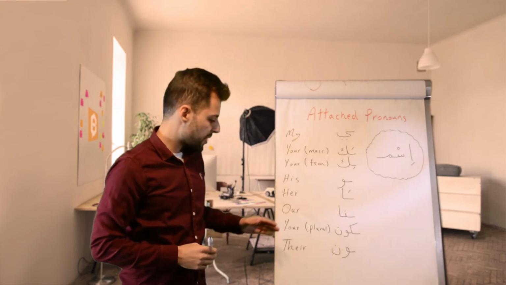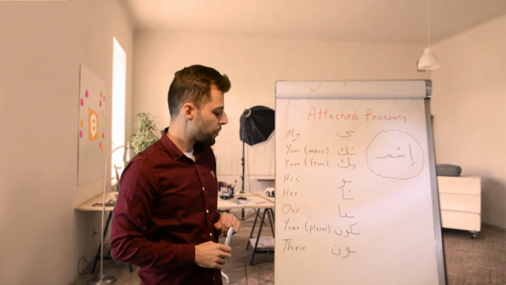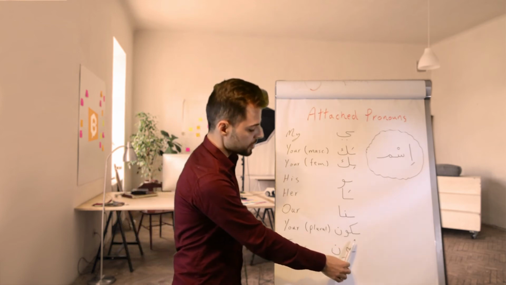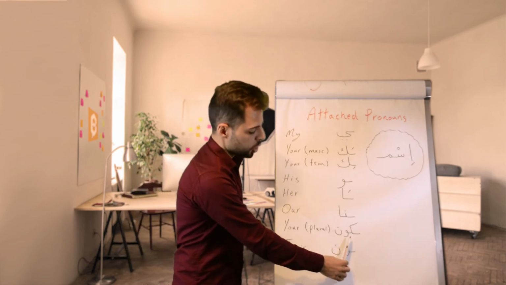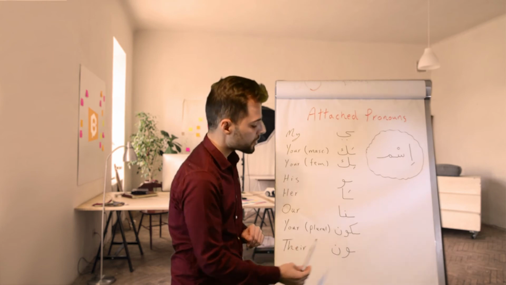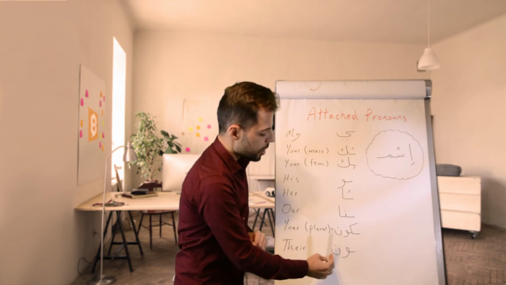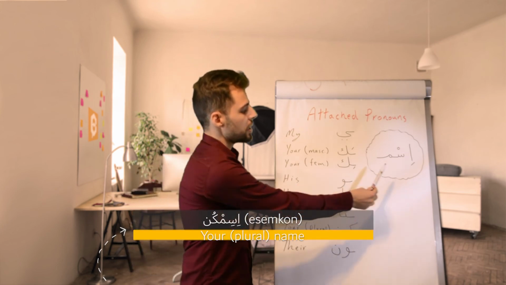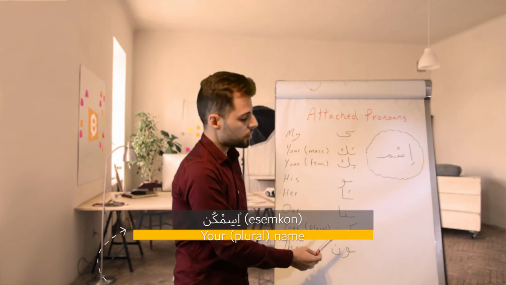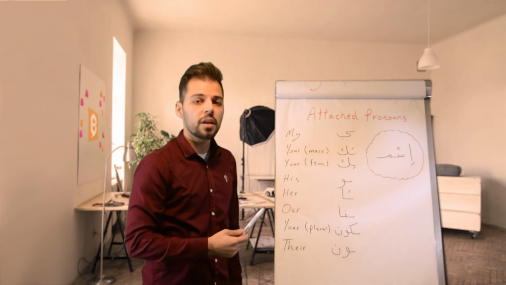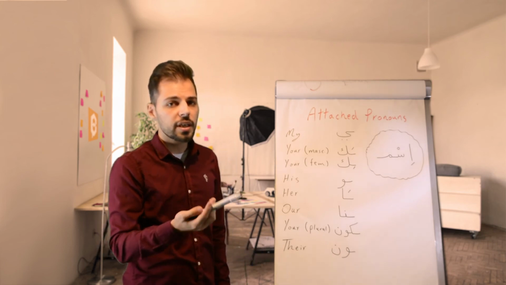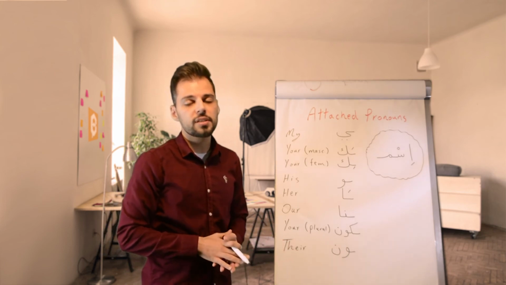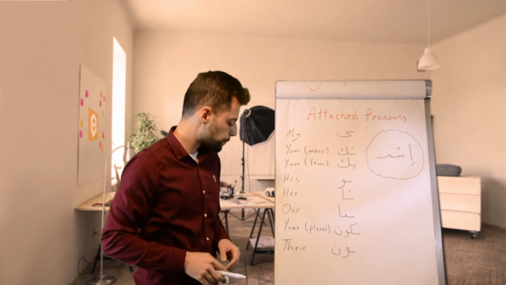Now, for the plural, your, we have the suffix kun. It's 3 letters, kaf, waw, and noon. For example, ismkun. Your name. For sure, it's the plural, your.